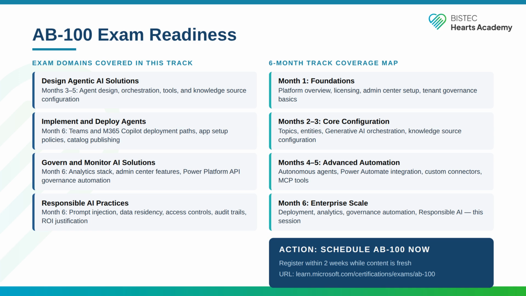The window matters. AB 100 candidates who schedule within 2 weeks of completing the track pass at significantly higher rates than those who delay beyond a month. The governance specifics, API authentication patterns, and responsible AI control details are live in your memory today. Schedule while that advantage is intact.